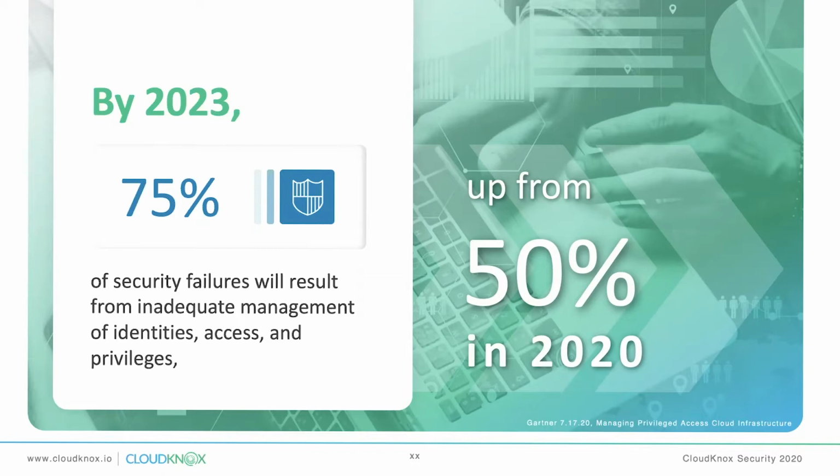Now we're starting to see data that supports this trend, such as the one that I have here on the slide from Gartner, that states that by 2023, 75% of security failures will result from inadequate management of identities, access, and privileges, up from 50% this year. So what does that really mean?